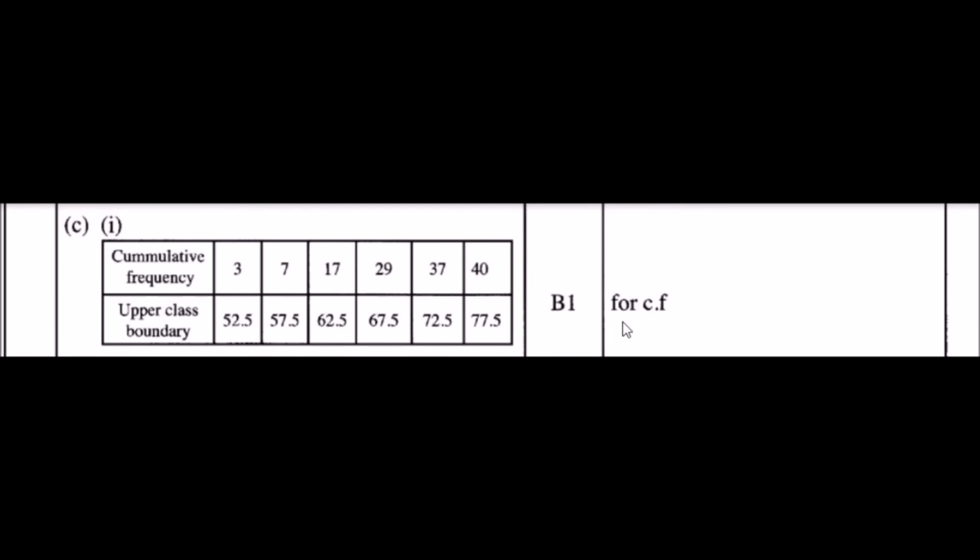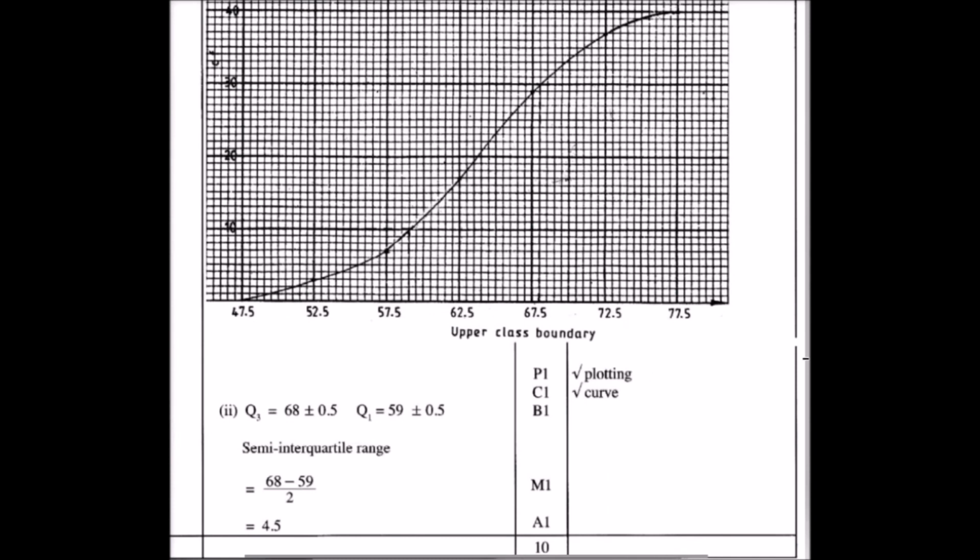Here you get 1 mark for preparing the table or creating the cumulative frequency, so you get 1 bonus mark. So in this section, you get 1 mark for plotting, that is using the right scale and so forth. You get another mark for the curve, the smoothness, and if it fits the points that you have identified. Then you get a bonus point when you identify the lower quartile and the upper quartile.